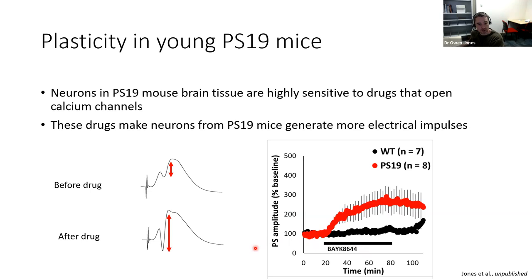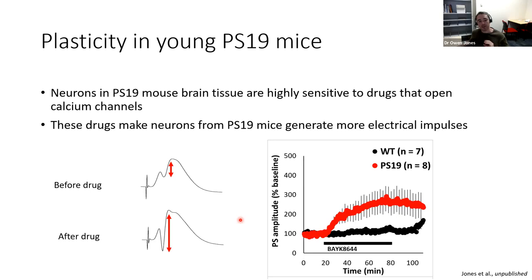This is only in the PS19 mouse, only in these mice that are models of frontotemporal dementia. If you wash on this drug that opens calcium channels, then all of a sudden, the number of electrical impulses being generated by these cells increases massively. It has a very, very long lasting and very pronounced effect, not just on the amount of synaptic input that these cells are receiving, but also in the amount of electrical output that they're generating in response.